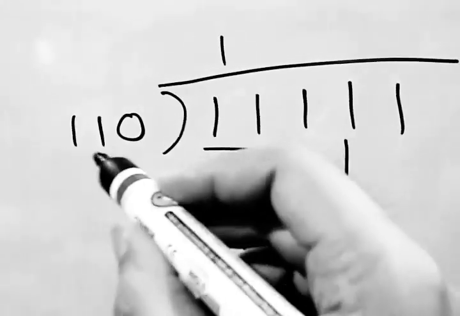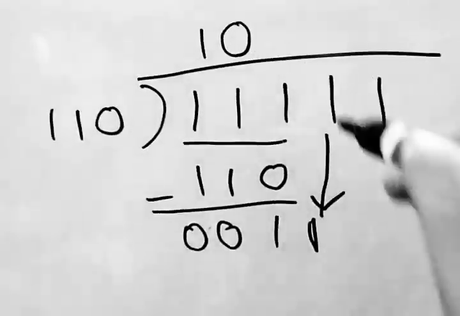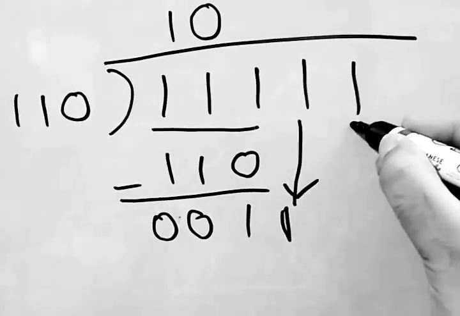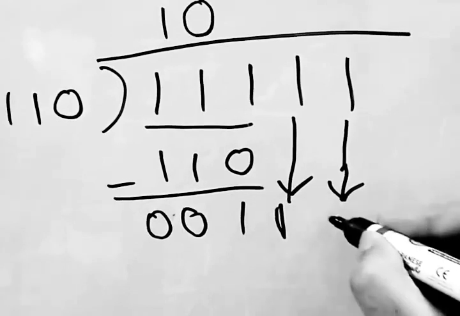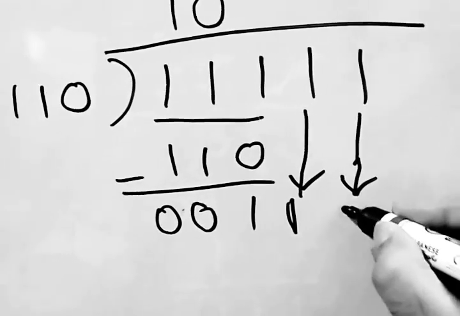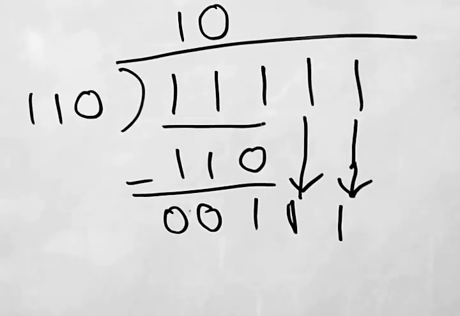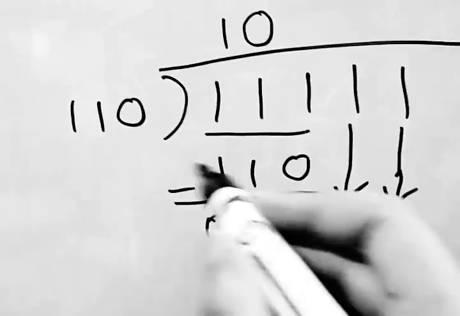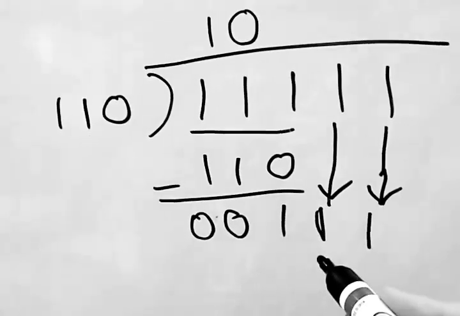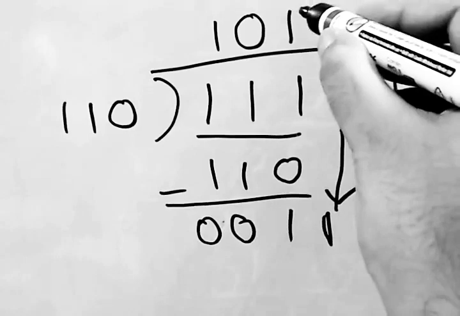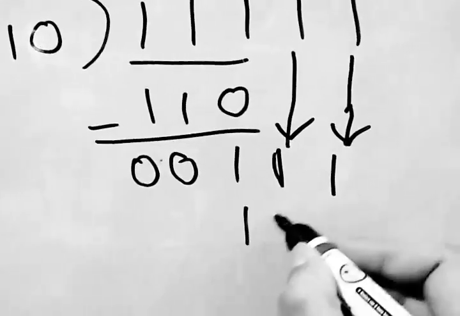For that reason, just like decimal division, we have to put a 0 here in the quotient. For putting 0, we'll be able to bring another 1 of the dividend beside this remainder. So now it becomes 111, and 111 means 7, which is greater than 6, so easily divisible. Again we'll put 1 here in the quotient. That means 110 into 1 is 110.